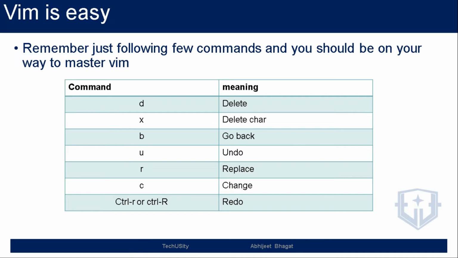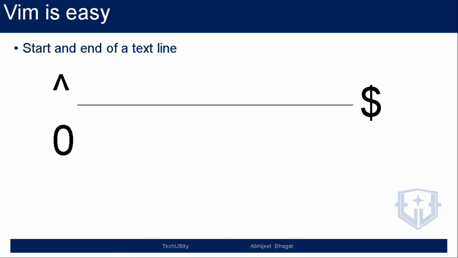In the same fashion, you just have to remember that X is deleting the character. Now, one important thing that one should remember is that Vim does not have word wrap enabled by default. Meaning, if you are inserting text in your Vim editor, the end of the editor does not show that it is a line end. In order to enter the line end, you have to physically press the enter key.